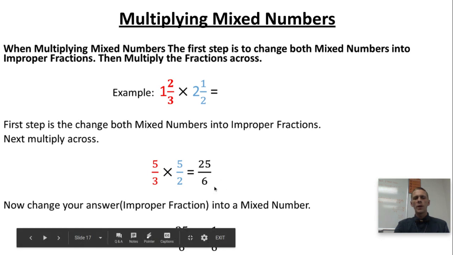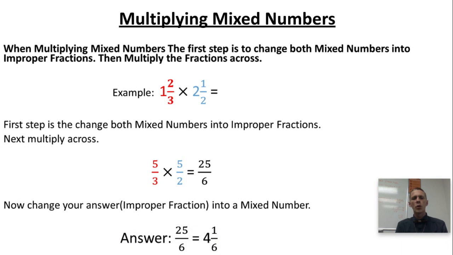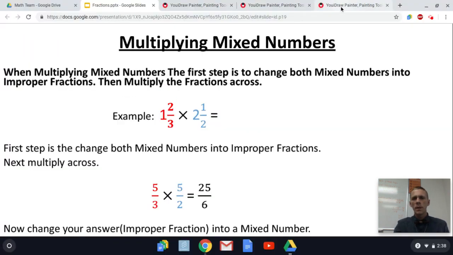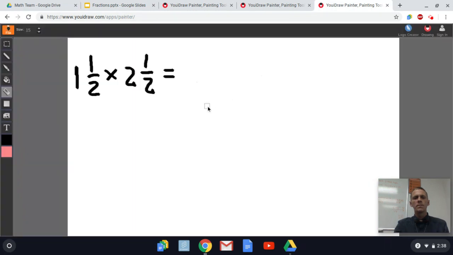So, take a look at our answer. What kind of answer is it? Perfect, an improper fraction. Now change your improper fraction into a mixed number by using division, everybody. Now, let's go ahead and get to this example on my page. Bam. So here we go.